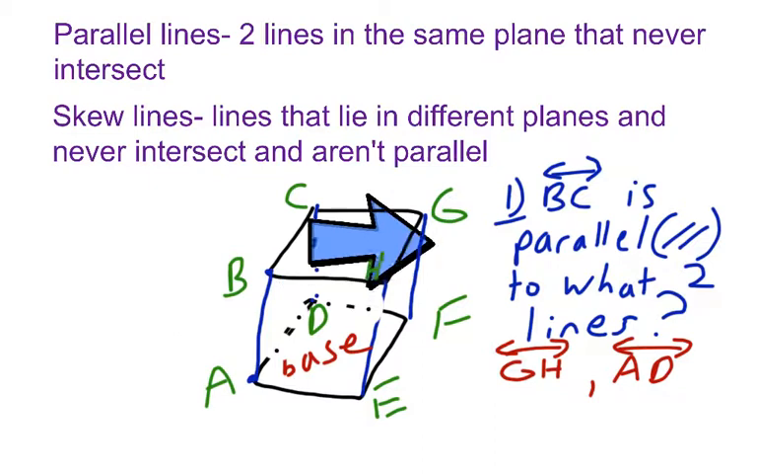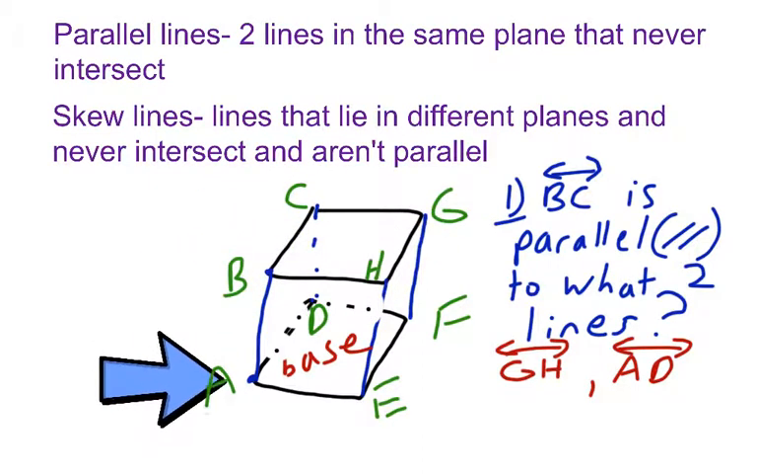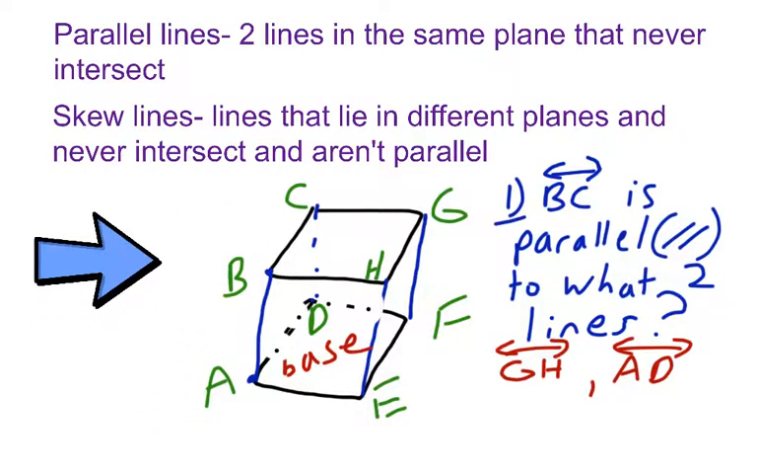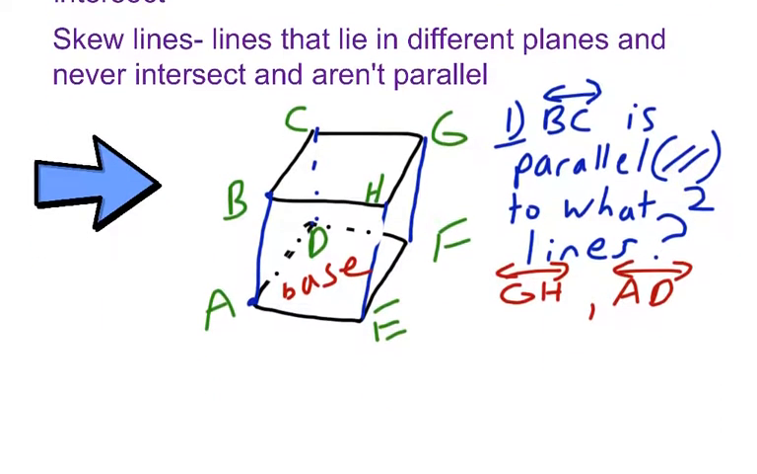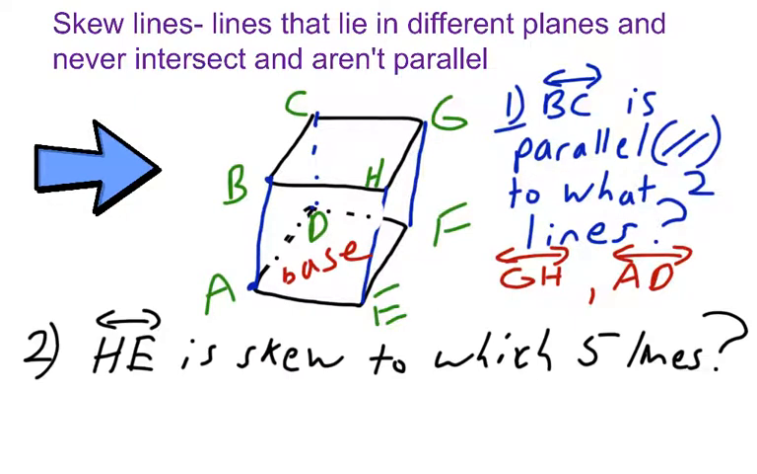Okay, so GH is parallel to BC. They're on the same plane. They never intersect. And then AD is parallel to BC. All right, not too bad for parallel. Let's try one with skew now. Okay, your question is, HE is skewed to what 5 lines? HE is skewed to which 5 lines?